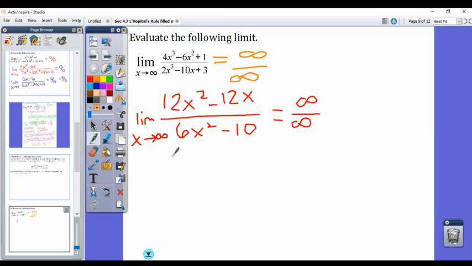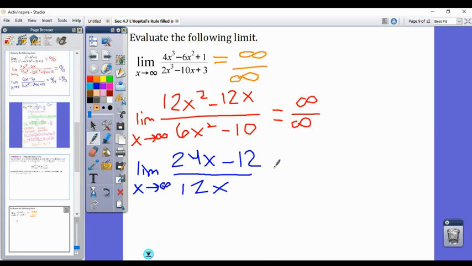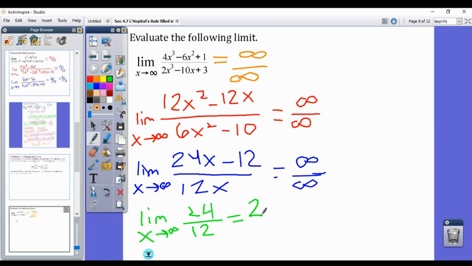So let's do it again. We're going to end up with 24x minus 12 over 12x. Again, I've still got x's. They're going to infinity. They're constantly getting bigger. So I'm still going there. So guess what? We're going to do it again. So we're going to end up with 24 over 12. And hey, does it matter that x is going to infinity anymore? The answer is no, because now it's 2. Bam, done.